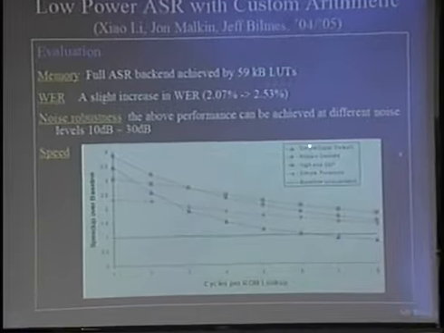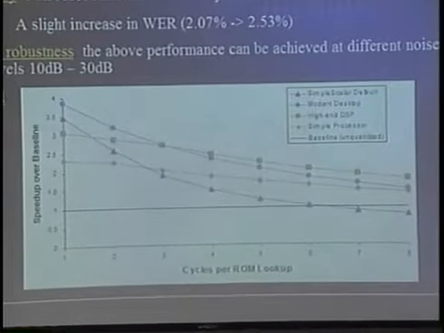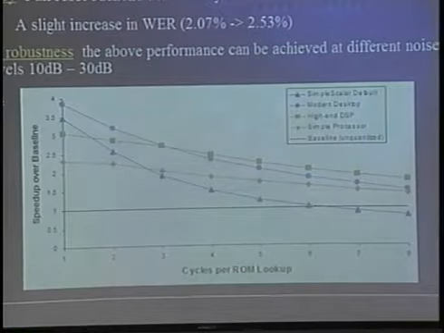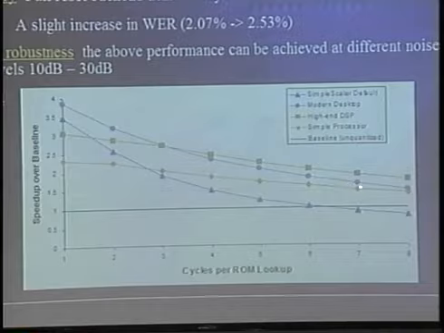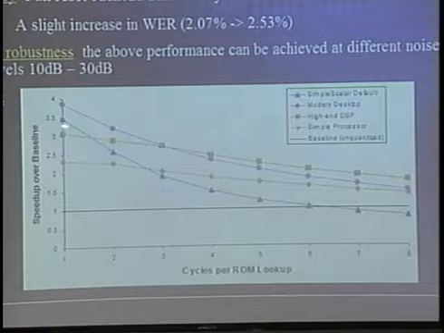Each one of these lines corresponds to a different simulated modern microprocessor. This one, for example, is a modern desktop microprocessor. This one is a very simple processor without any cache. This one is a high-end DSP, so if you're interested in implementing this on a DSP, you get this kind of speed-up profile.